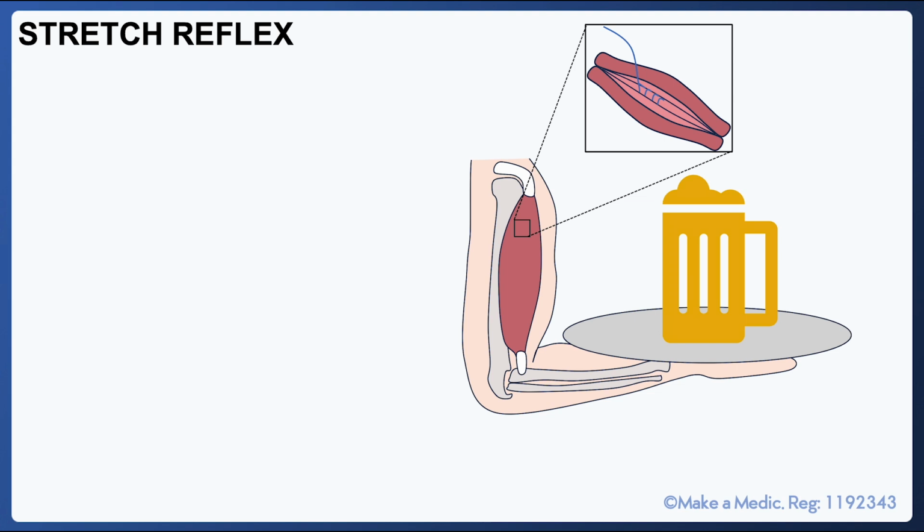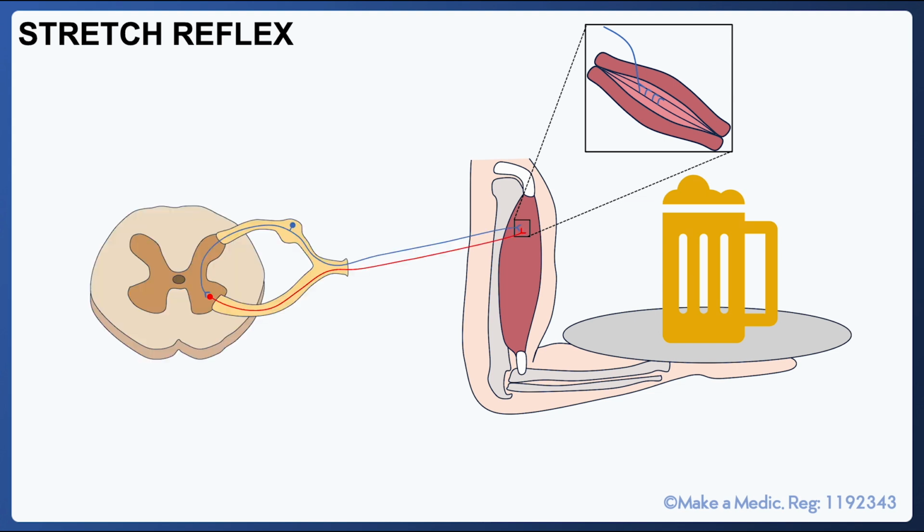The sensory signal is transmitted via a sensory nerve to the spinal cord, where it synapses with the lower motor neuron of the same muscle fiber. The signal will activate the lower motor neuron, resulting in muscle contraction, allowing you to maintain the position of the tray with the stein on top. Note that this is a monosynaptic reflex that does not require processing or input from the cortex.